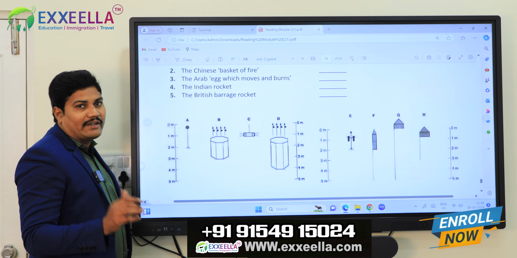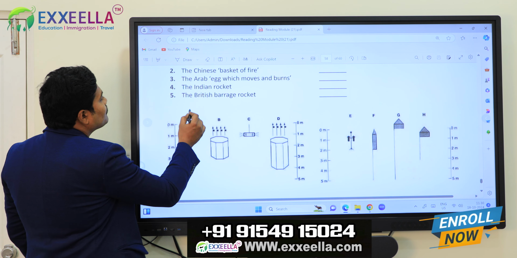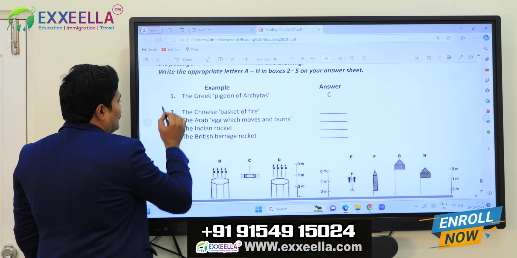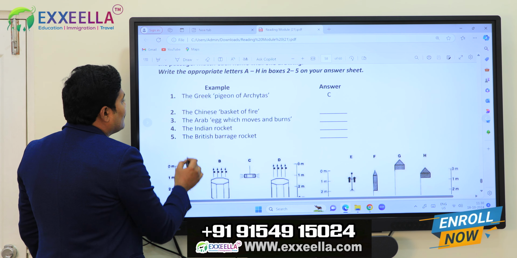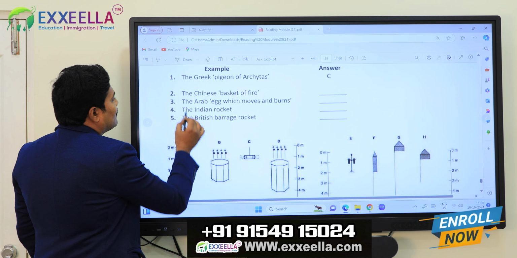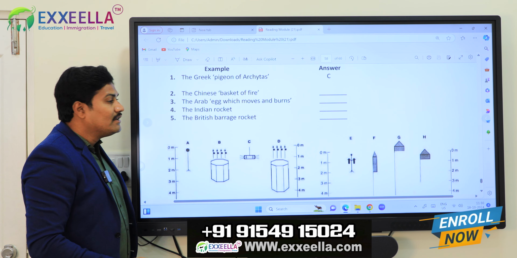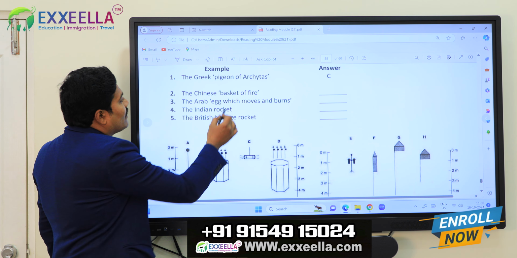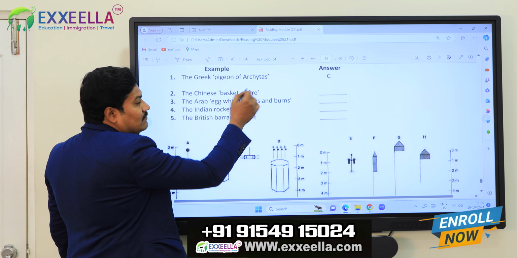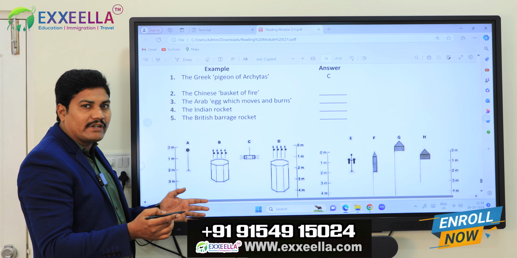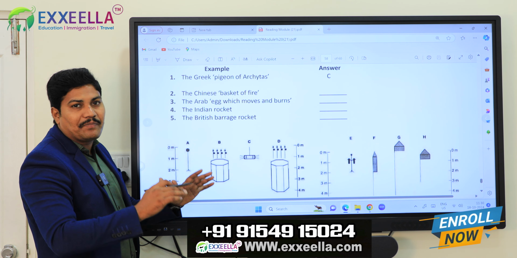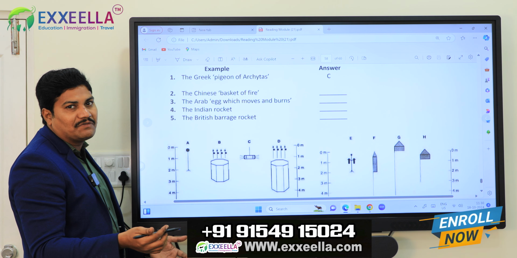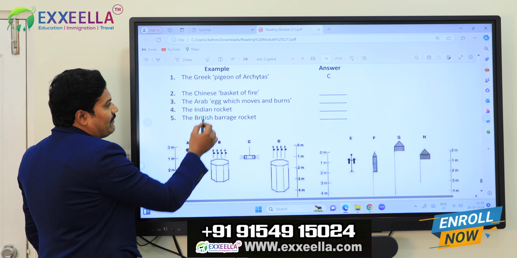Now let's concentrate on this diagram labeling question. We have already answered the first question. The answer is C for this. Now let's see the second one, the Chinese basket of fire. Here we have the keywords Chinese basket of fire. I think it is mentioned in single inverted commas, so it might be particular information. These are the two keywords we have. Let's focus on these two keywords.